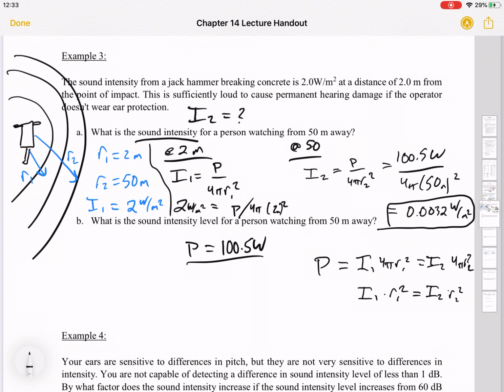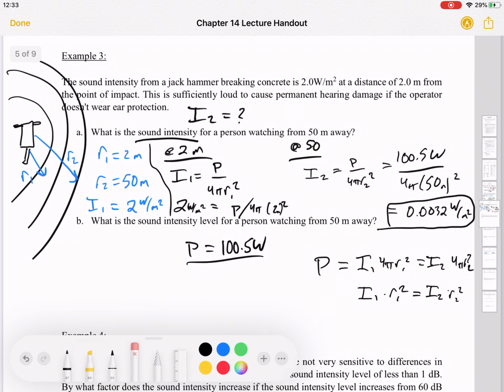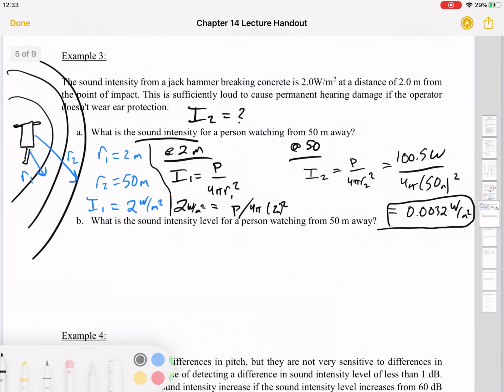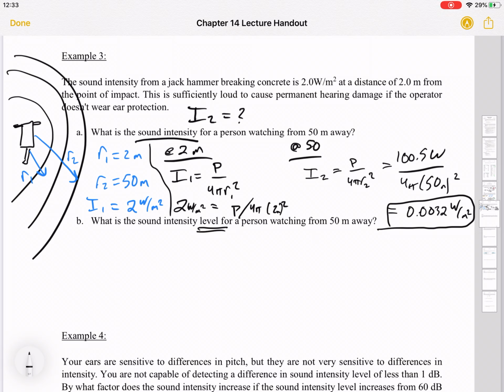So if that's confusing, just solve for the power. That's not wrong. It's just you're solving for a number you didn't necessarily need. Okay, so let's do the second part, which is what is the sound intensity level for a person watching 50 meters away. So now we're looking for a beta.